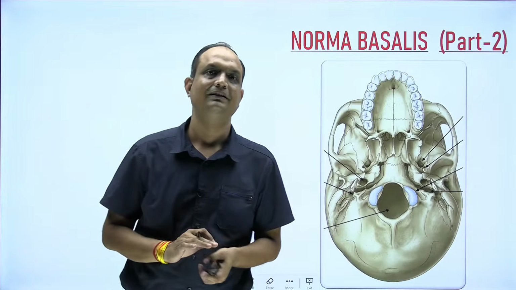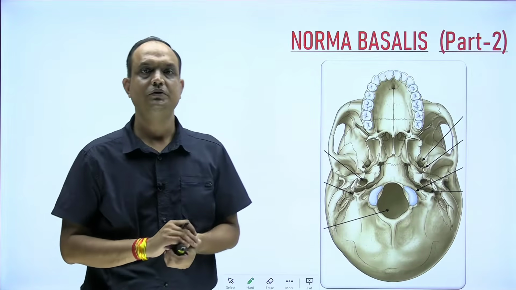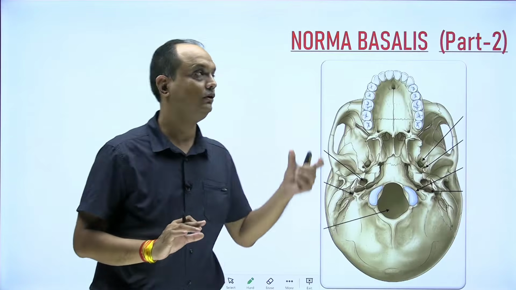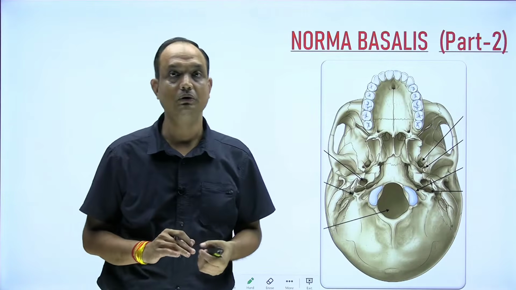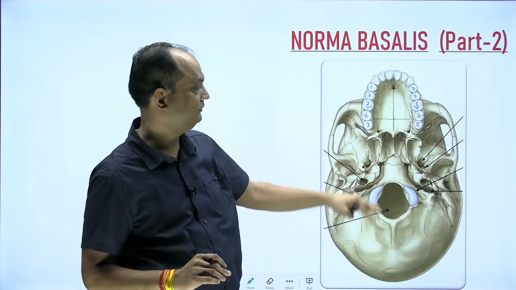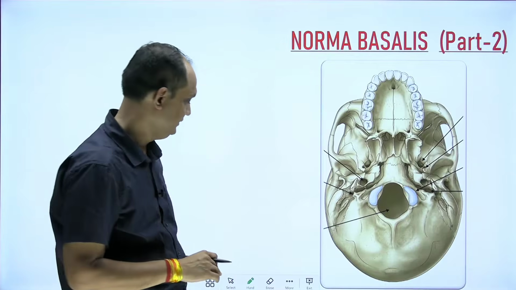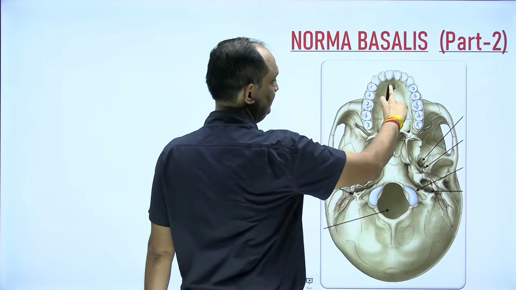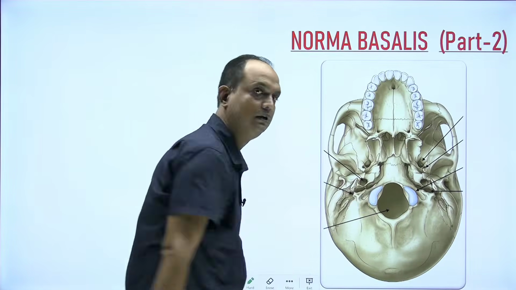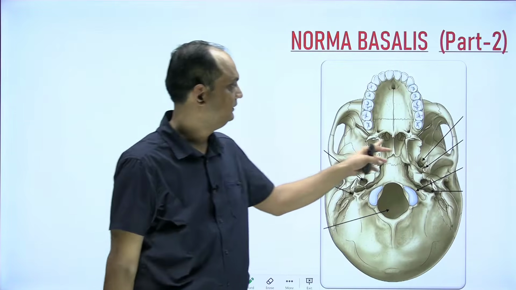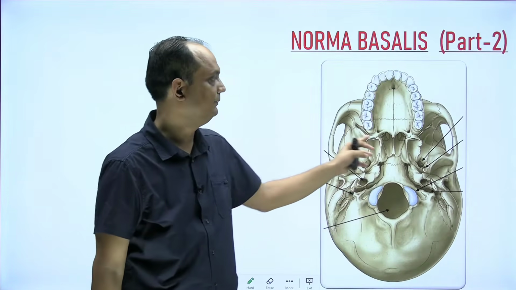Hello students. In the continuation of my first lecture on the Norma Basalis, in which I told you that the exterior of the base of the skull has been divided into three parts, anterior part, middle part and posterior part. Today we are going to discuss the middle portion of Norma Basalis.